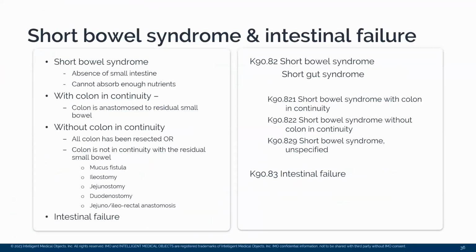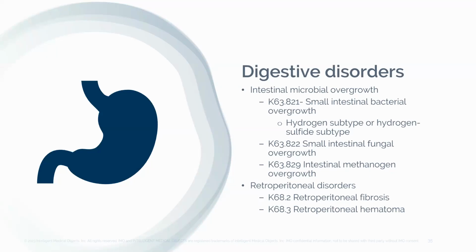Pathogens are not bacteria. The gut is producing methane, and the severity of symptoms is related to the amount of methane being produced. Other digestive changes include retroperitoneal fibrosis, which is now classified to K68.2. A retroperitoneal hemorrhage has been reclassified from R58, unspecified hemorrhage, to new code K68.3, retroperitoneal hematoma.